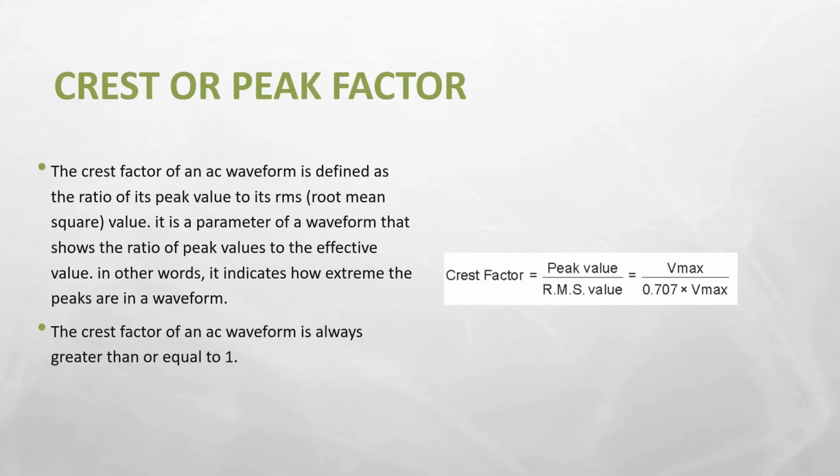And in the end, the crest factor of an AC waveform is defined as the ratio of its peak value to its RMS, root mean square, value. It is a parameter of a waveform that shows the ratio of peak values to the effective value. In other words, it indicates how extreme the peaks are in a waveform. The crest factor of an AC waveform is always greater than or equal to 1 and can be calculated by the given formula.